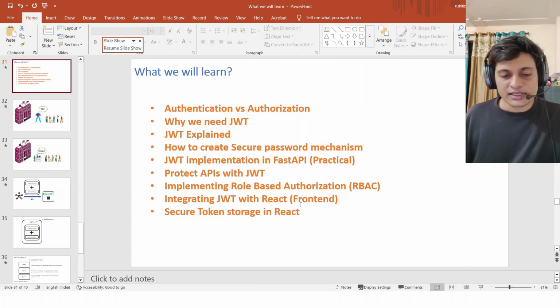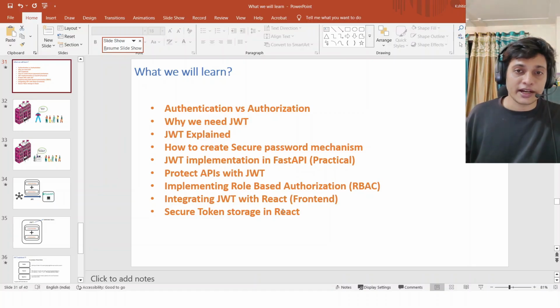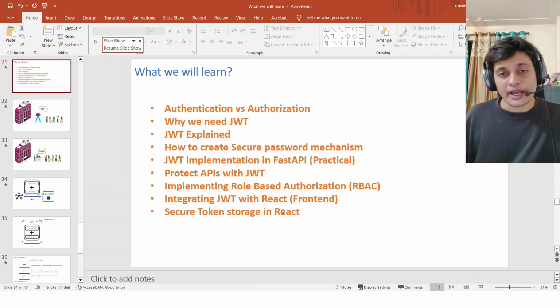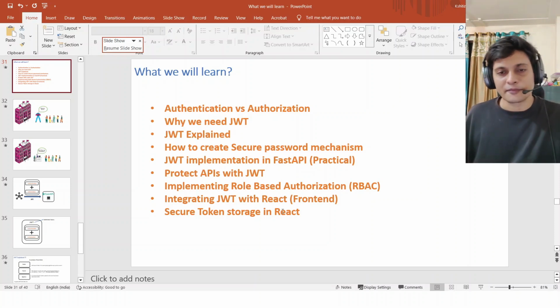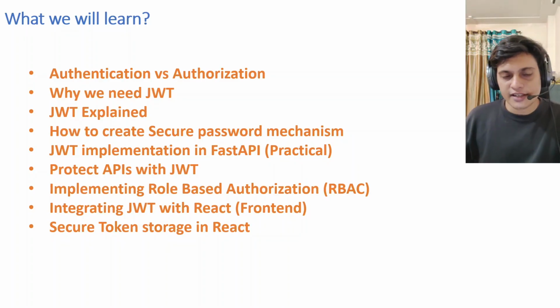Now it comes to secure token storage in React and integrating JWT with React, because we developed our backend. Now let's work on the front end and let's finish it. So let's start with secure token storage in React. There are multiple ways where your front end can store the tokens on the client side so that it can retrieve that data and use it to make the front end faster.